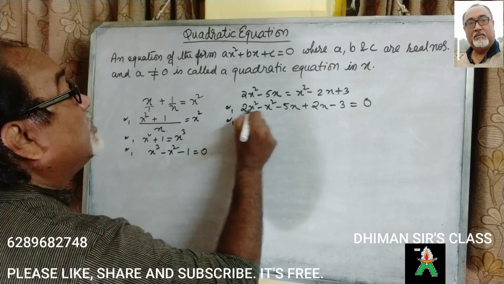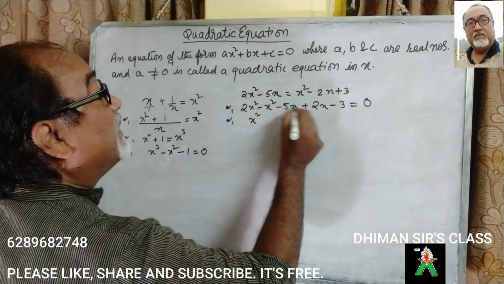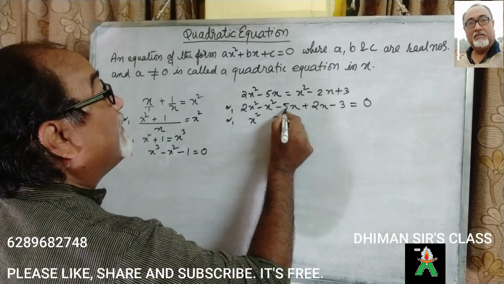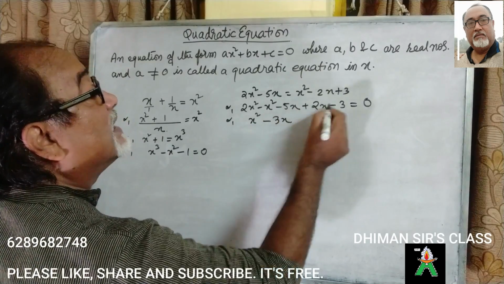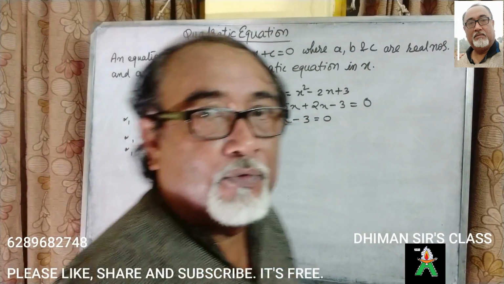So, 2x square minus x square is x square, and plus minus, 5 minus 2 is 3x. 5 is bigger, its sign is minus, so minus 3x, then minus 3, nothing happens to it, equals to 0. Now it is the final form.